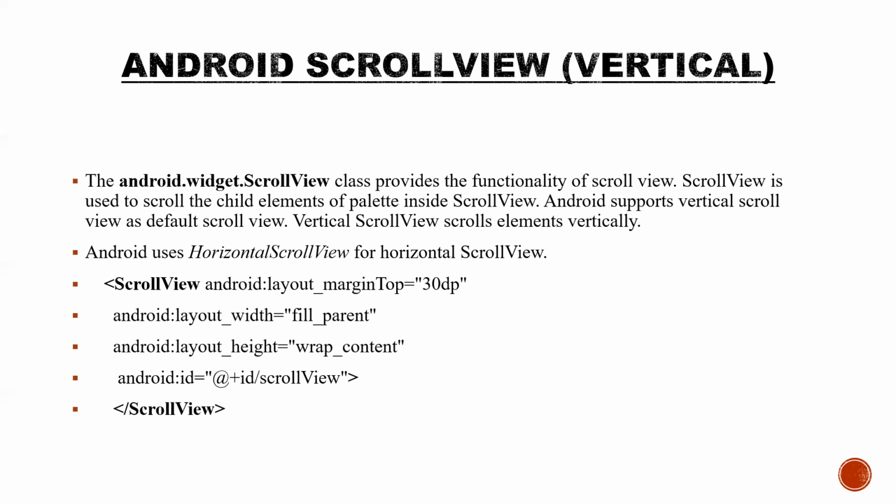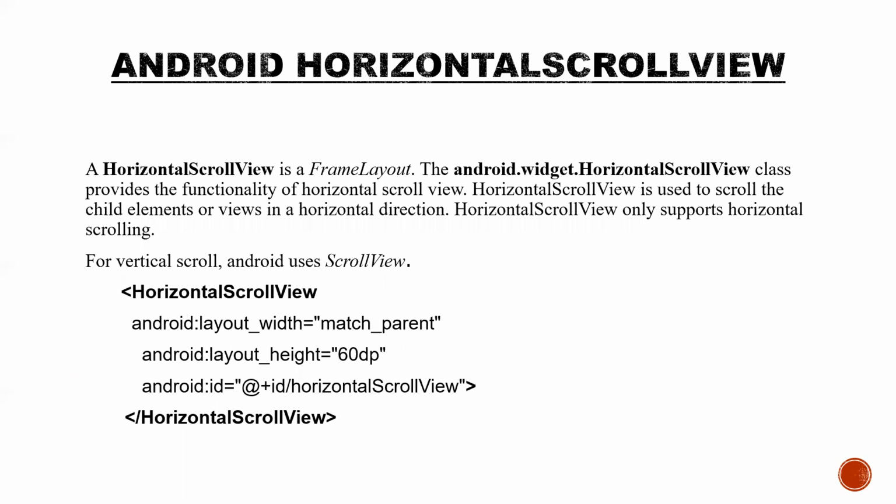Android uses horizontal scroll view for supporting horizontal scrolling. The tag used for vertical scroll view, or basically the default scroll view, is simply ScrollView, and we can define the attributes within that. The two mandatory attributes are layout width and layout height. It can be fill parent, wrap content, or match parent. And also we can set an ID for the scroll view using the ID attribute.